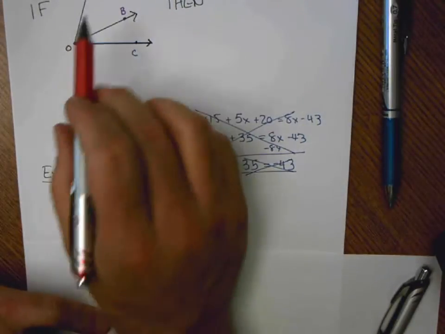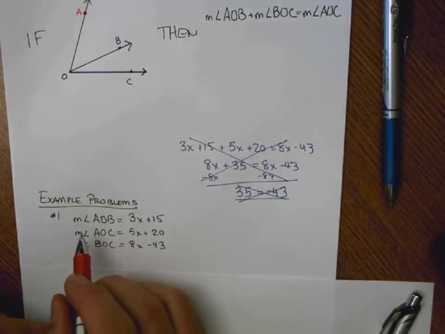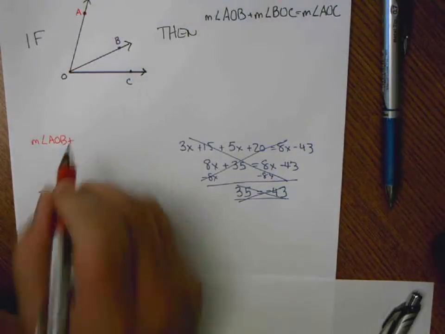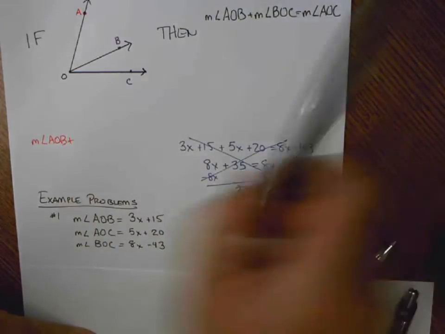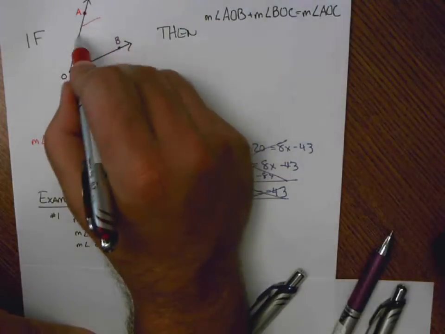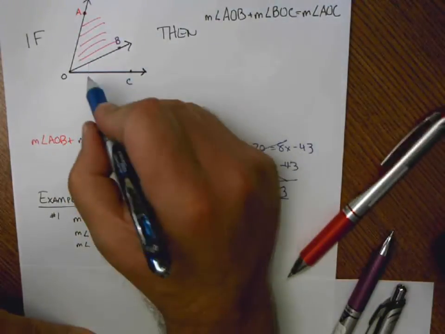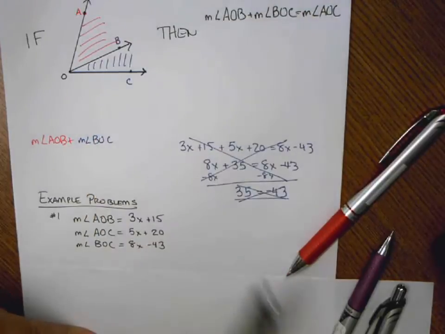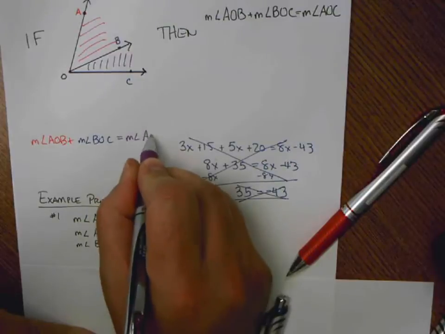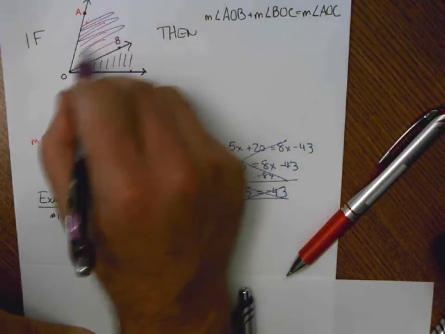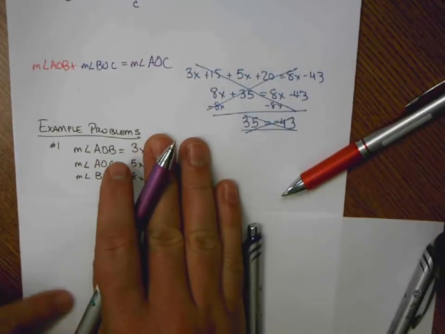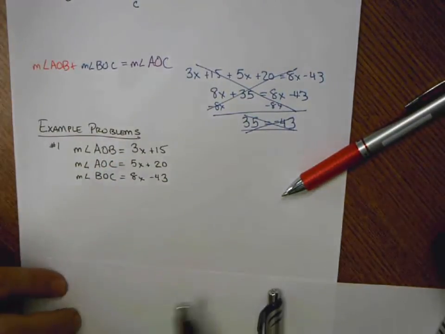I need to begin by looking at my picture and say, what do I know? Well, I know that this angle plus this angle, the red one, plus the blue one, together make the purple one. Once I begin with this statement, the result of my angle addition postulate, I can then substitute to solve.